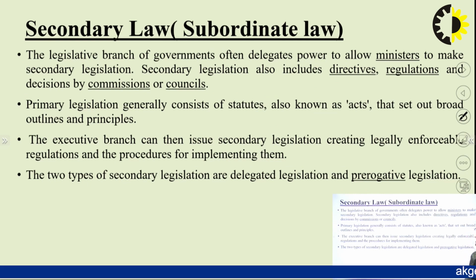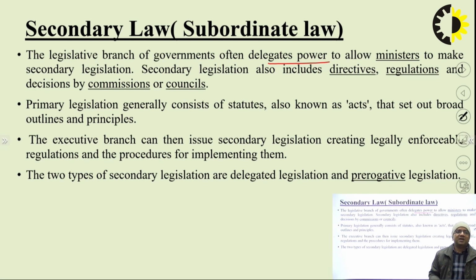Then the secondary legislation. The legislative branch of government often delegates. So here what is going on? We are delegating power. The primary legislation of the parliament or the legislative branch has basically delegated some power to allow ministers to make secondary legislation. So secondary legislation basically includes directives, regulations and decisions by commissions or councils.